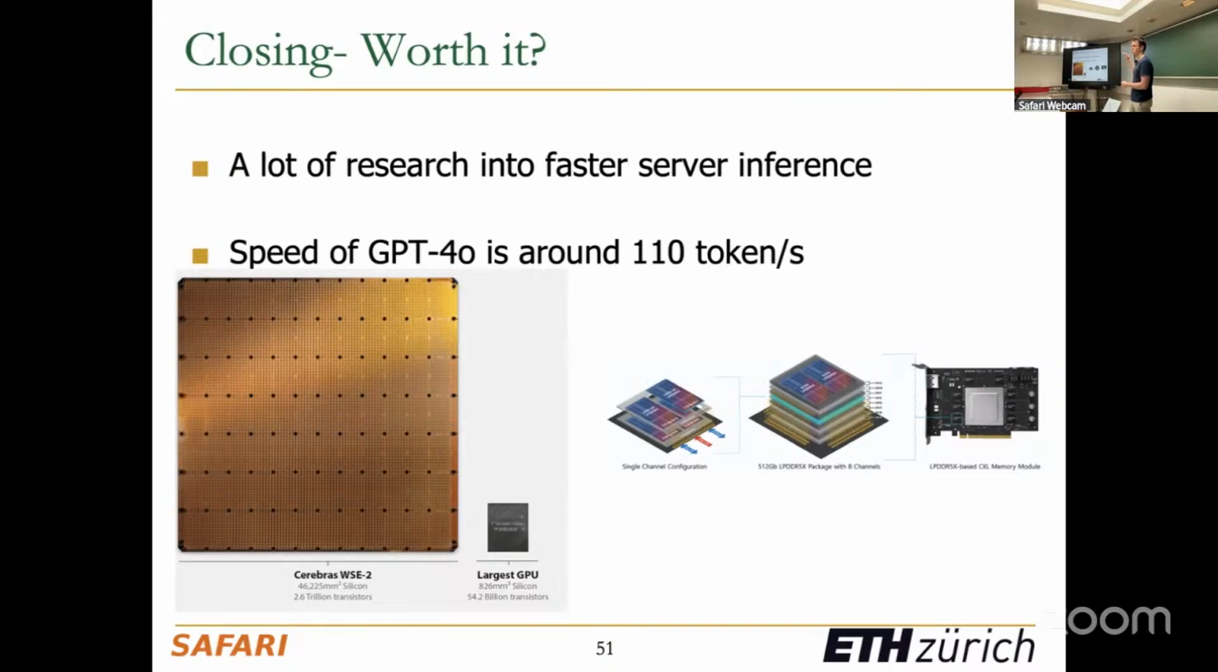And also, when we run these big models in servers, we have a speed of around 110 tokens per second, which is like 25 times the speed of what Lincoln could achieve, maybe. So even if we achieve real time LLM inference on consumer devices, people will probably still be using faster server inference.